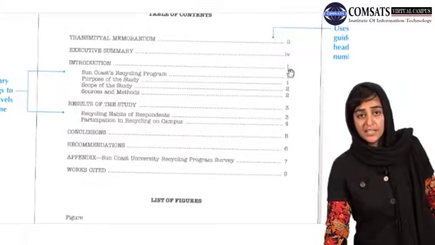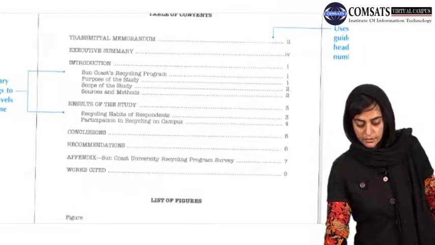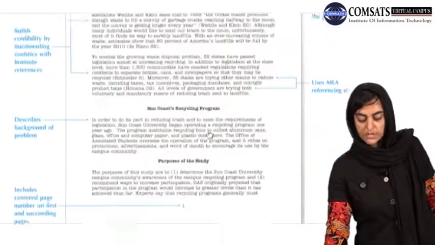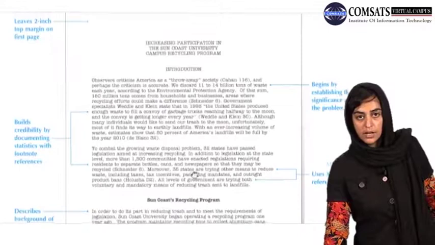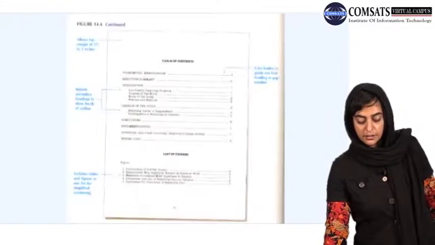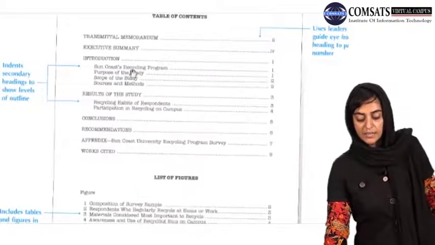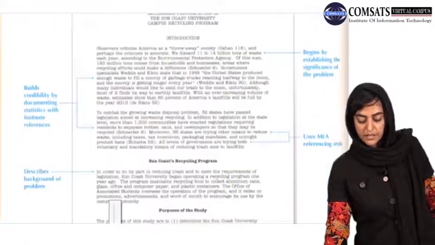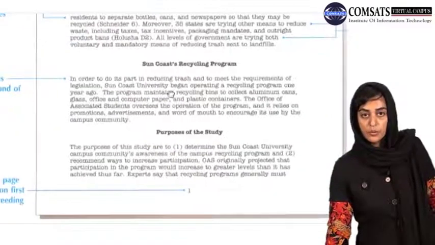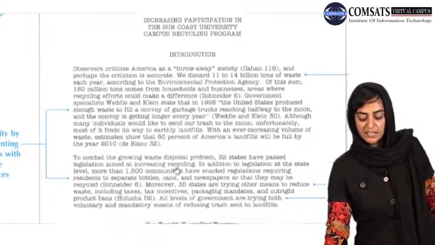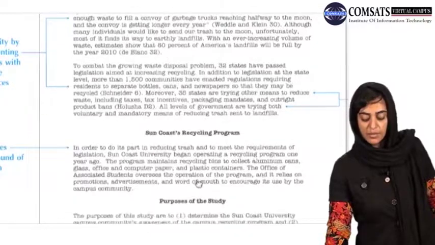Introduction, page number 1. Let us see, are we having the introduction on page number 1? Here is the introduction, dear students, in front of you, of the report. Here, introduction, it is on page number 1. Let us move back to the table of contents. Then, Suncoast's recycling program. Again, it's on page number 1. Let us see, is it on page number 1? Suncoast's recycling program, page number 1, the same page as that of the introduction. After the introduction, the next heading is Suncoast's Recycling Program. It is again on page number 1.